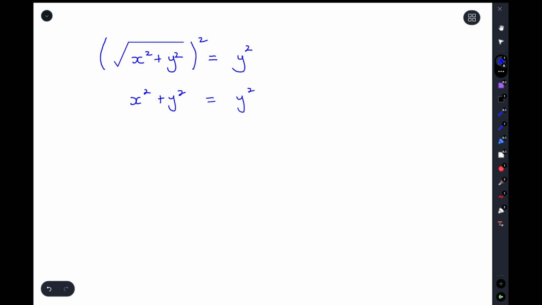Now we could start rearranging. x squared is equal to y squared, plus y squared becomes minus y squared. So x squared is equal to 0. x will be equal to the square root of 0, which is 0.